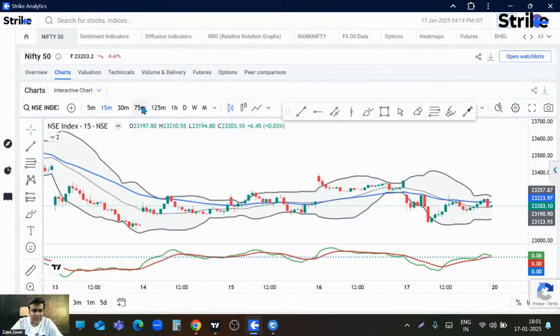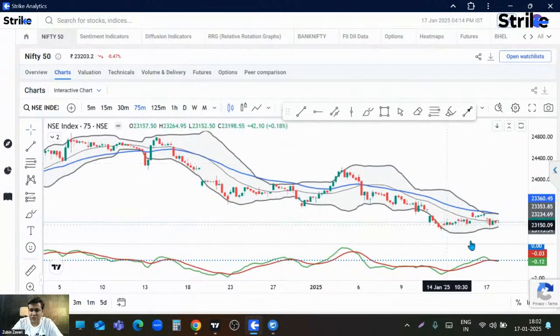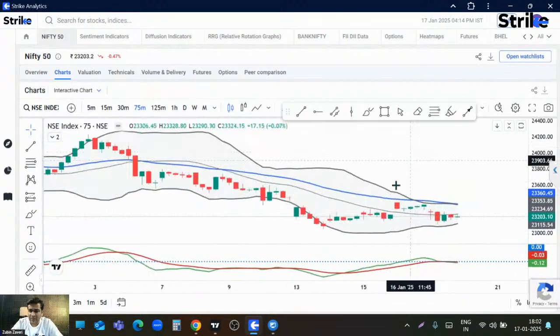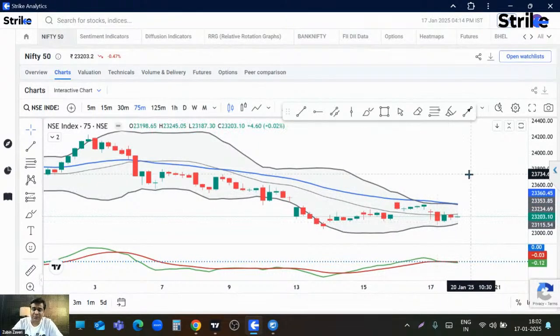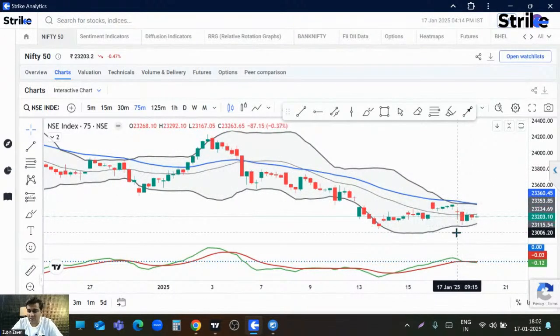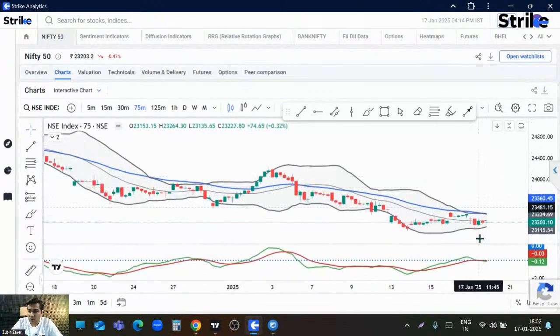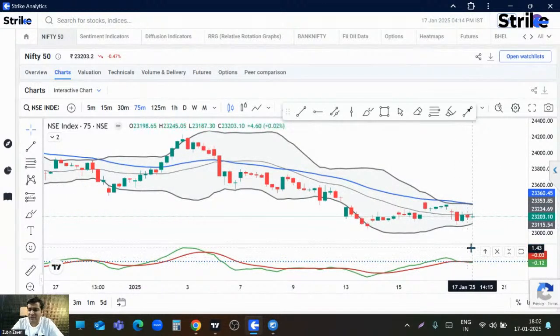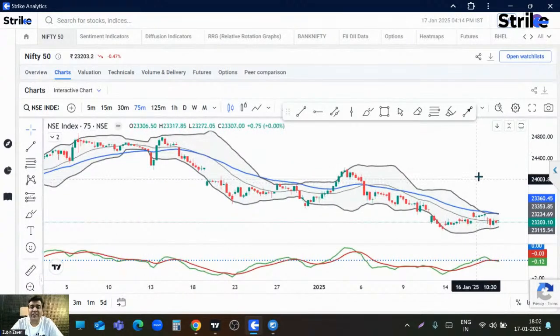All right, let me take up the 75-minute chart. On the 75-minute chart, the 40 EMA is acting like a resistance. Bollinger Band has gone into a squeeze. Squeeze meaning the upper band and the lower Bollinger Band, the distance between them is very narrow. Right now the momentum indicator is also kind of flat. So looking at this particular chart, we will have to wait for either Nifty to go above the upper Bollinger Band or below the lower Bollinger Band, and then follow the direction.